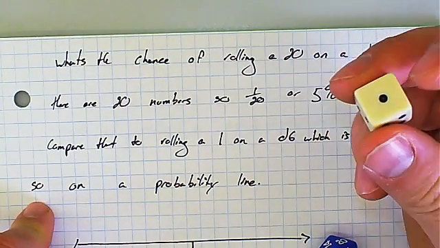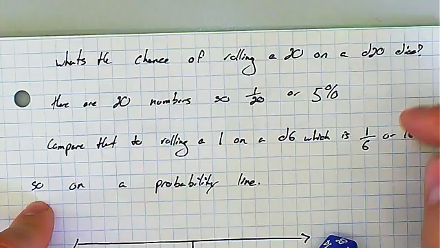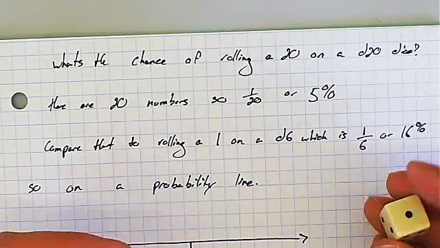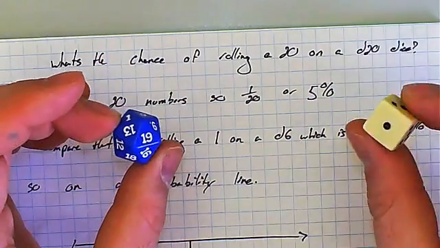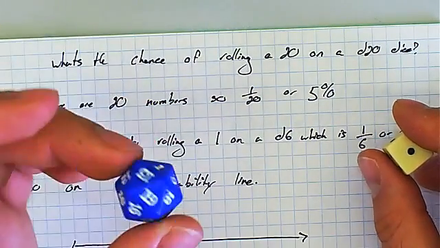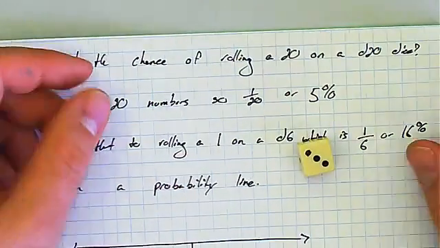If I roll a d6, and again, I'm trying to roll a 1, because there's only 6 possibilities, it's 1 in 6, so there's a 16% chance. So when it comes to rolling dice, I'm far more likely to roll a 1 on a d6 than I am to roll even a 1 on a d20, just because there's so many more options.